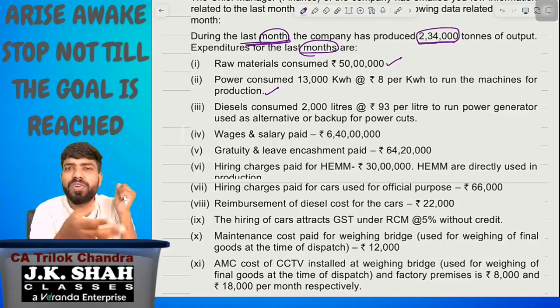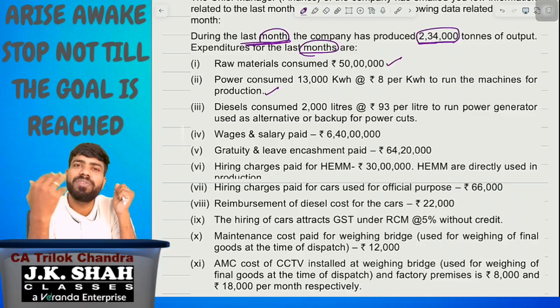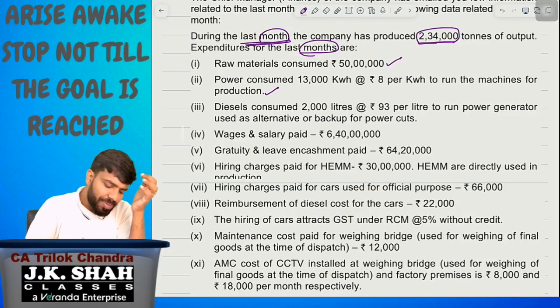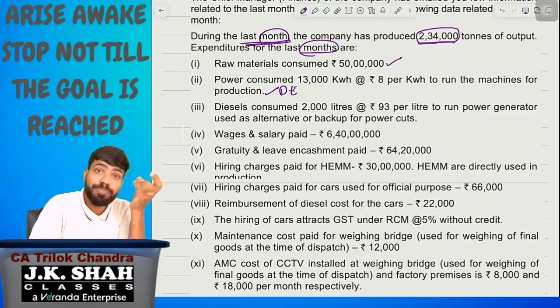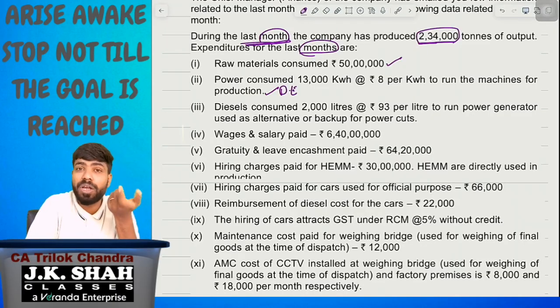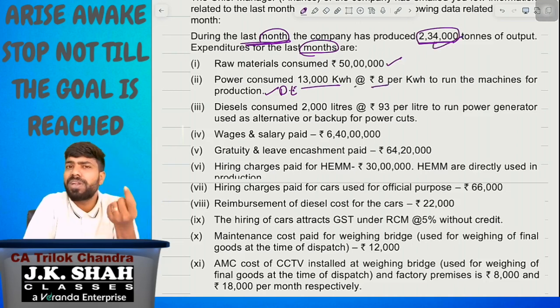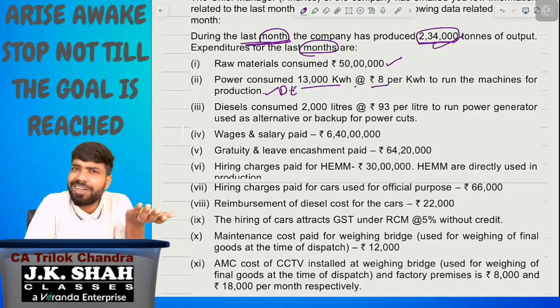The coaching period of the Foundation is only 6 months. The coaching period of the Final can be 1 year. Are you understanding? It's a single product, so it will be considered direct expense. We can trace it per unit. We can easily calculate per unit. How to calculate? 13,000 kilowatts into 8 divided by 2,34,000. We'll get per unit cost. Then we can trace it directly to the product. So it's a direct expense.